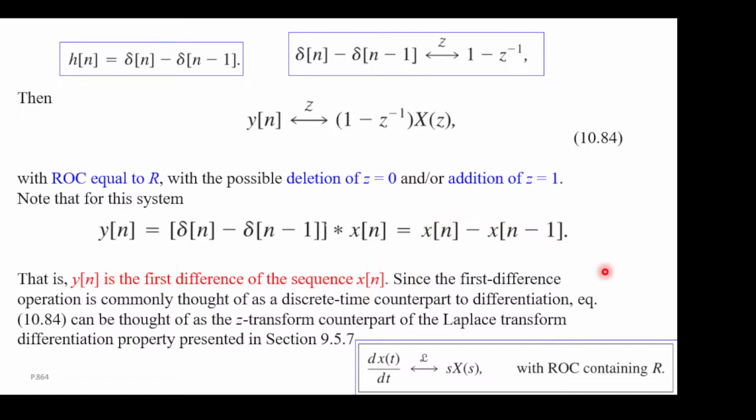So y of n is the first difference of x, and this can be compared in continuous time to the differentiation. So this is kind of the counterpart of the differentiation property, which we listed here. The differentiation property is dx/dt, then its Laplace transform is s times big X of s. Here, as usual in discrete time, for the difference we get this weird factor, 1 minus z to the minus 1, instead of just the s here, which looks nicer. Okay, any question on the difference property?